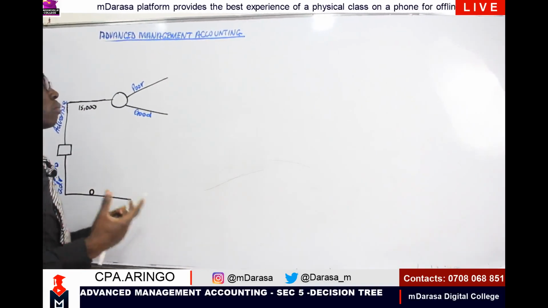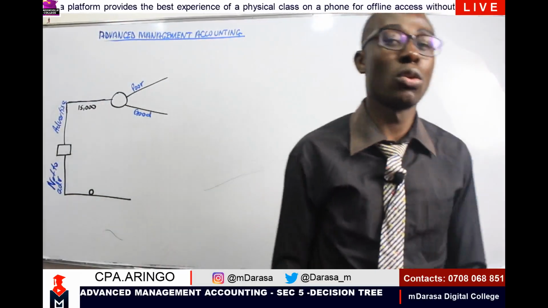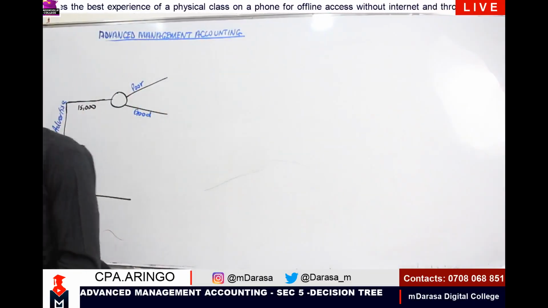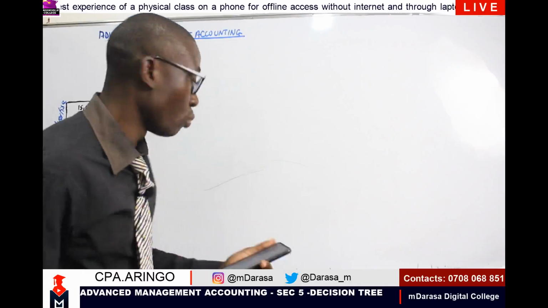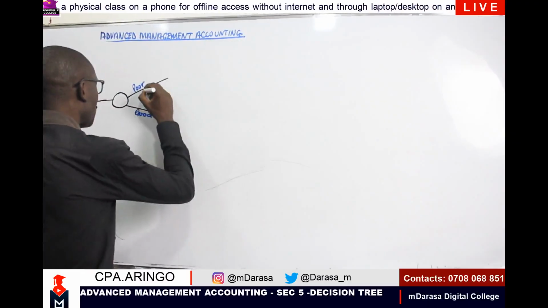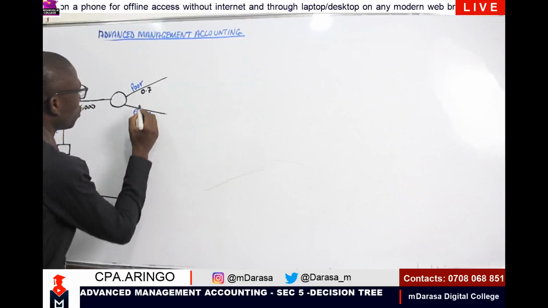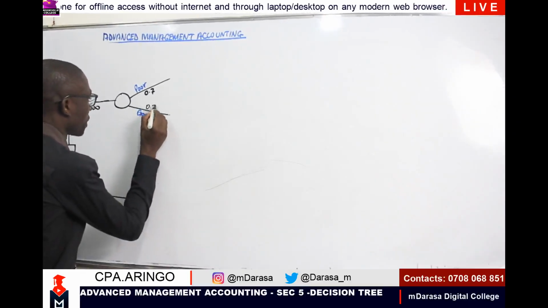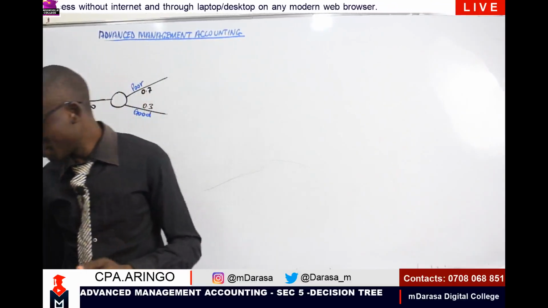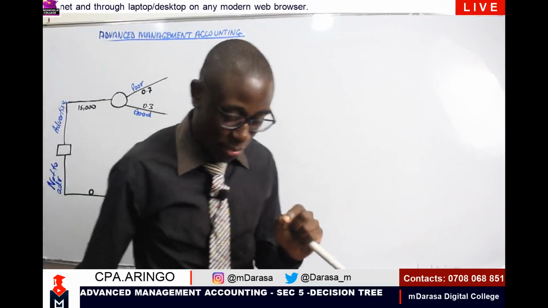So what is the probability that our weather will be poor according to what you were given, my good students? The chance that the weather will be poor, I was given 0.7, right? And the chance that the weather will be good, I was given 0.3. Correct? We are going step by step for us to understand this concept clearly.